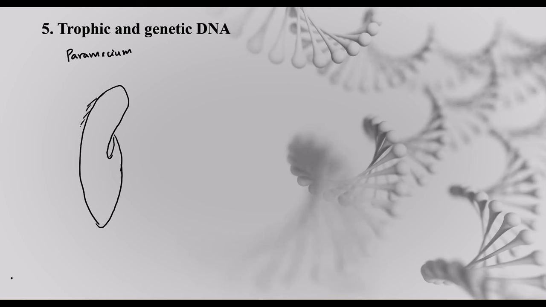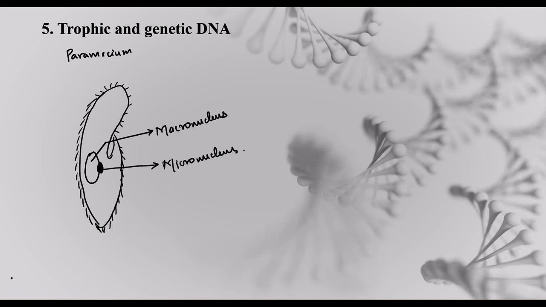So it consists of ciliates. So it consists of all the stuff like food vacuole, cilia, contractile vacuole. So here, let me draw only this DNA. Actually, it consists of two things, you know. So this one is macronucleus and this one is micronucleus.